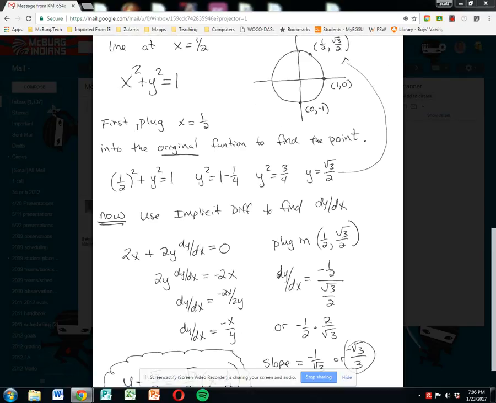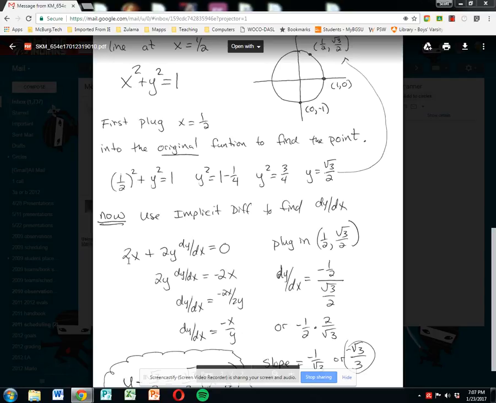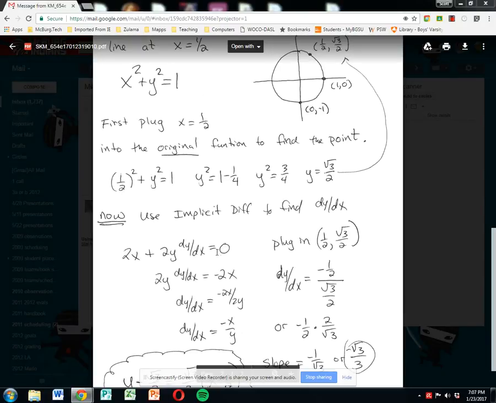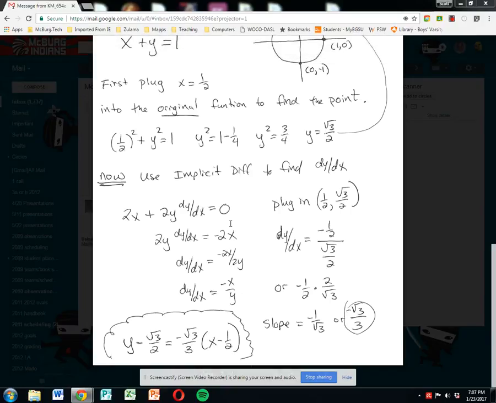We take the derivative of both sides. Derivative of x squared is 2x. And the derivative of y squared is 2y, but since it's not a simple x, we multiply by dy dx. The derivative of 1 is 0 and always will be. All right? So we push all the dy dx terms to one side. We subtract the 2x from both sides. dy dx is equal to negative 2x over 2y, or clean it up, negative x over y.